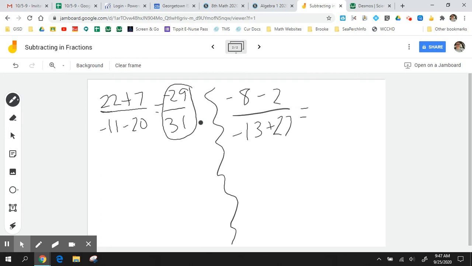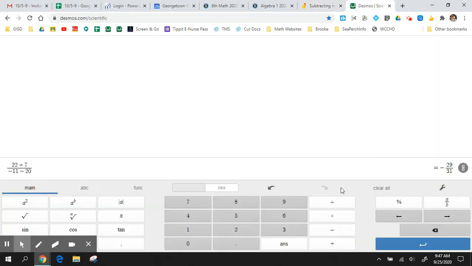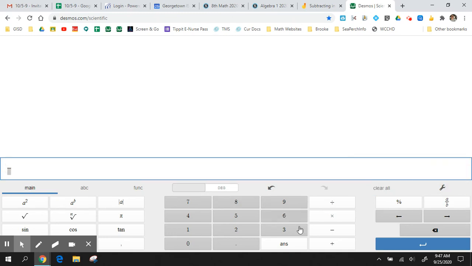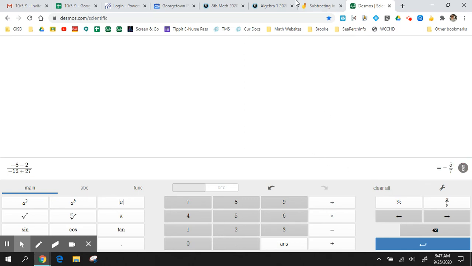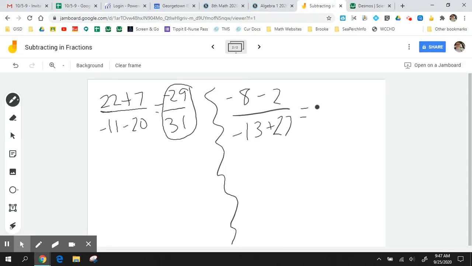So I'm going to go to Desmos. Negative 8 minus 2, and on the denominator, I'm putting negative 13 plus 27. You should have gotten this really long decimal. So I'm going to convert to a fraction, and I get negative 5/7. So negative 5/7 is my answer. I hope you got that right.